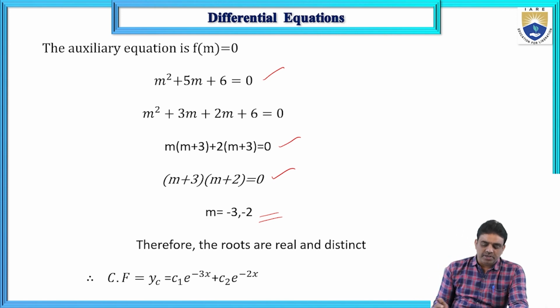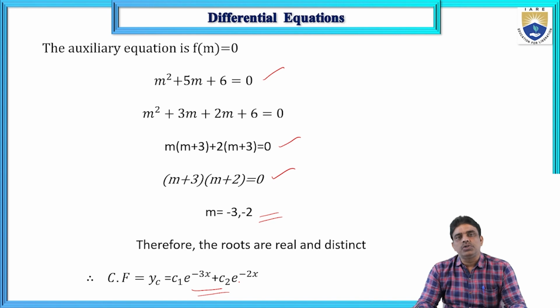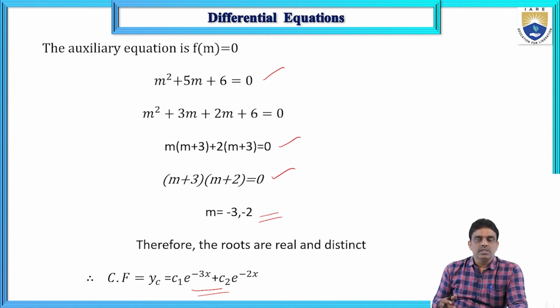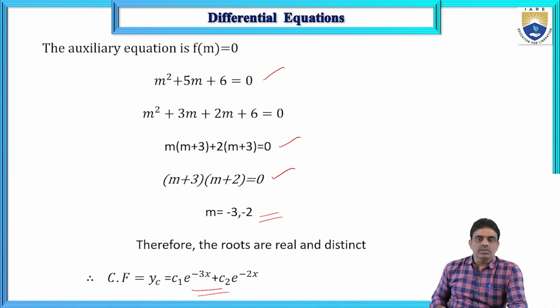So the complementary function will be in the form c1 e power minus 3x plus c2 e power minus 2x. This we have already solved in many problems, finding the solution of f of D into y equal to 0. That will be the first part of the solution of f of D into y equal to Q of x. Now the second part is to find the particular integral.